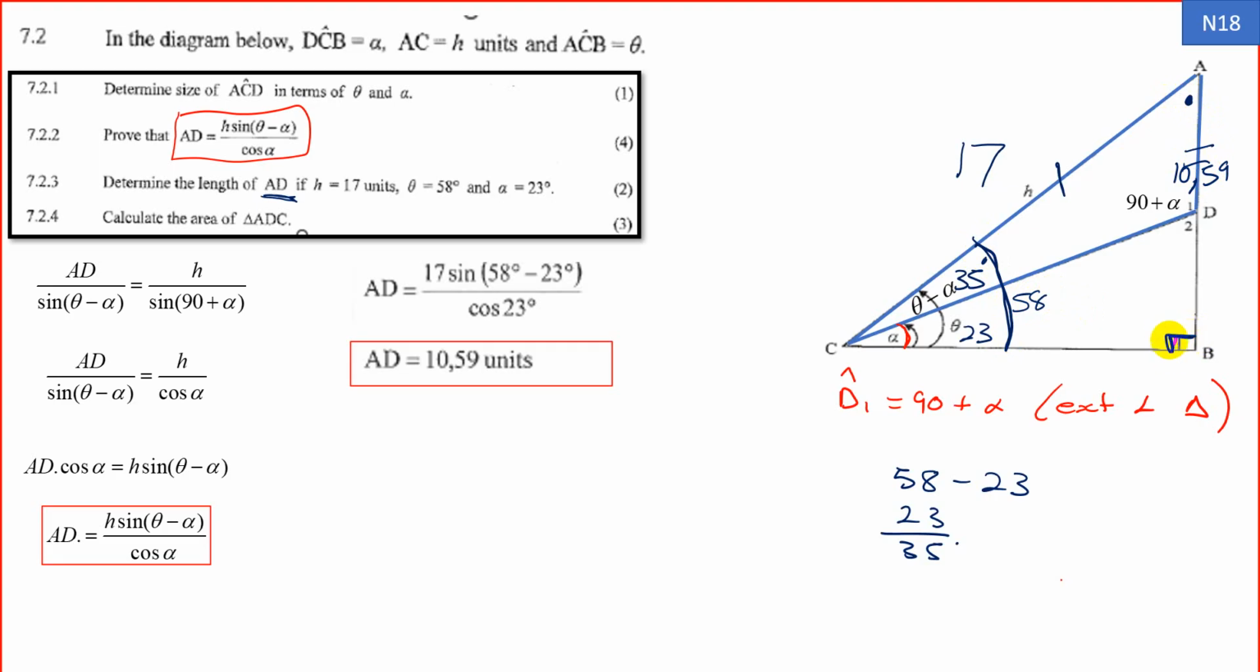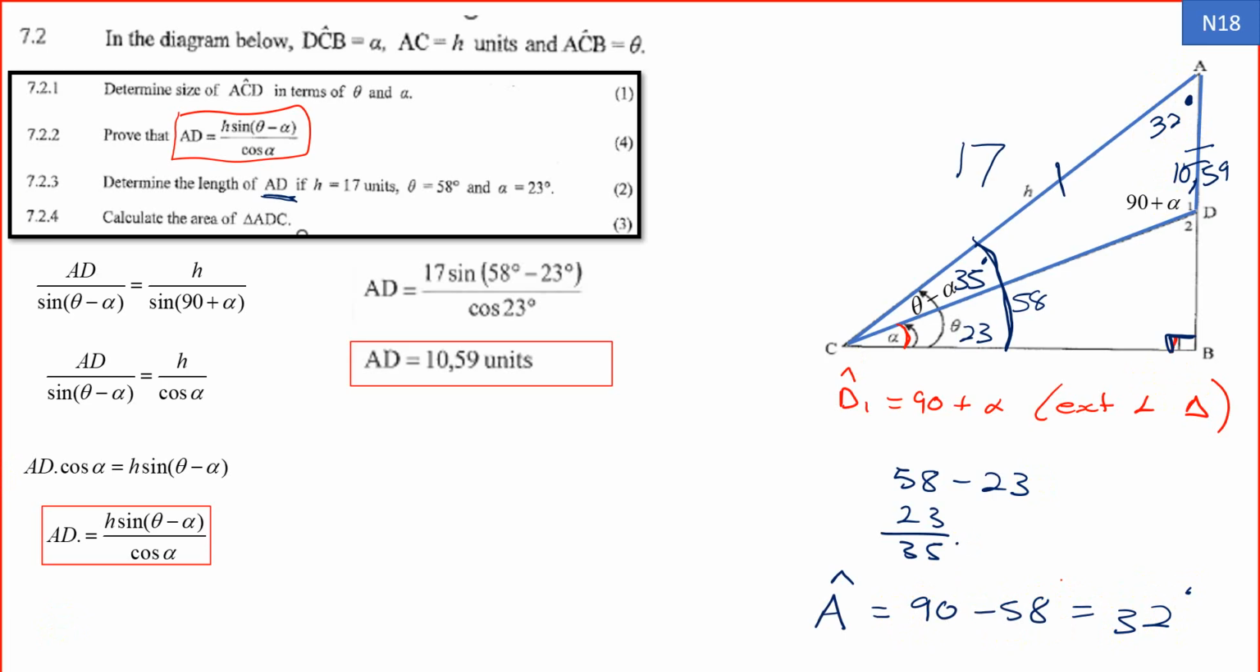Angle B is 90. Using some angles of a triangle, I can find angle A to be equal to 180 minus 90. And then we're going to take the 90 and subtract the 58. And that gives us 32 degrees. So we can find angle A to be 32 degrees.